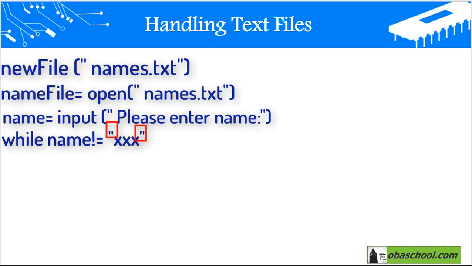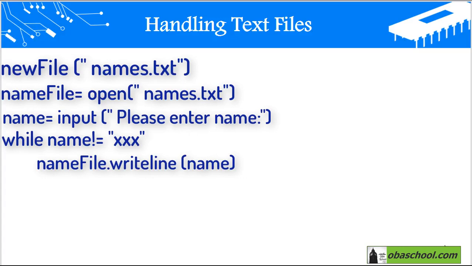We will enter now the while condition and put in name file, which is our variable that we put in it the new text we created, which is names.txt, and put beside it .writeLine. So now we are writing in the text file and put between brackets the variable name which the user entered and save it in the variable name.